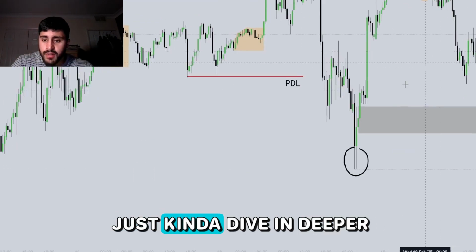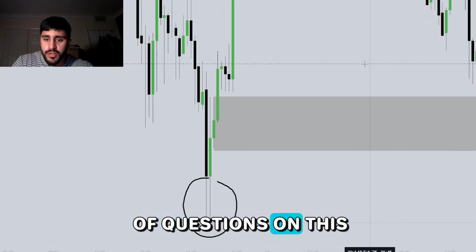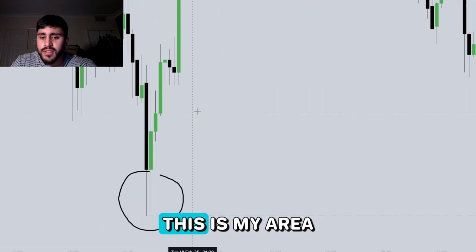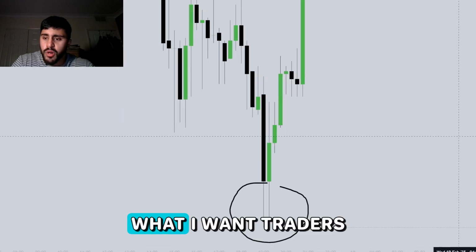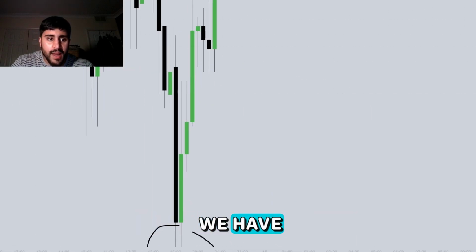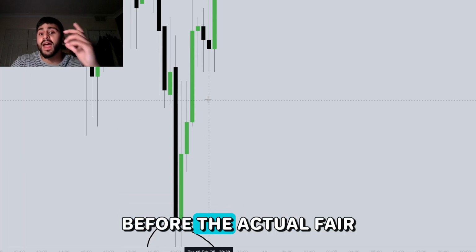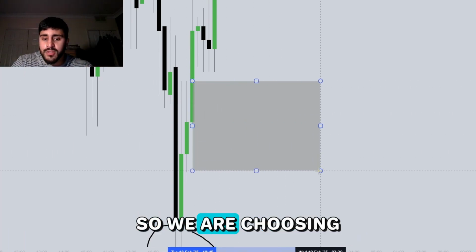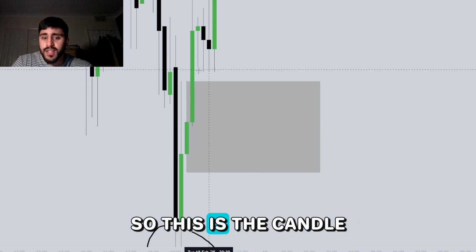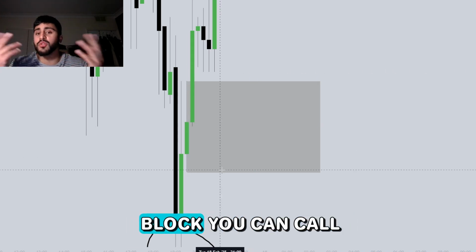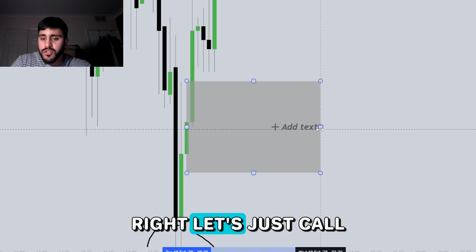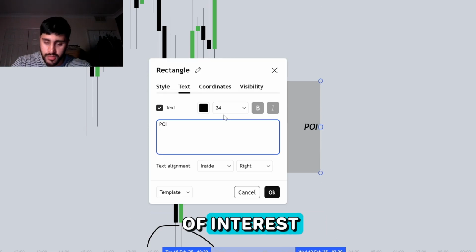Now from here, if we dive in deeper, because I get lots of questions on this, I'm going to break this down for everybody, right? This is my area of imbalance. What I want traders to understand is that the imbalance is always marked as the candle before the actual fair value gap. So we are using this region over here. This is the candle. This is the order block, you can call it, or the POI, right? Let's just call this POI. This is the point of interest.